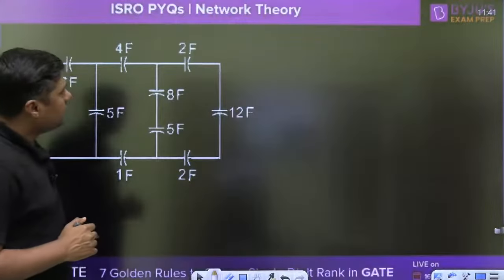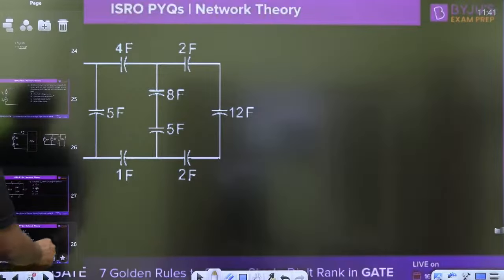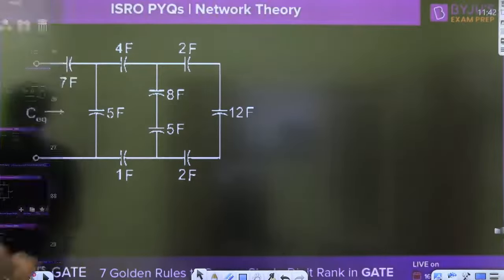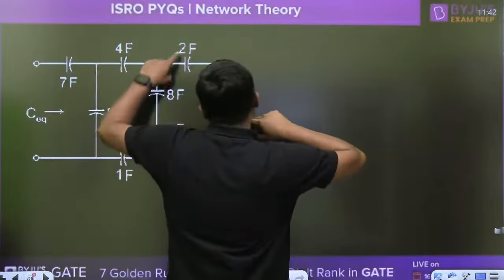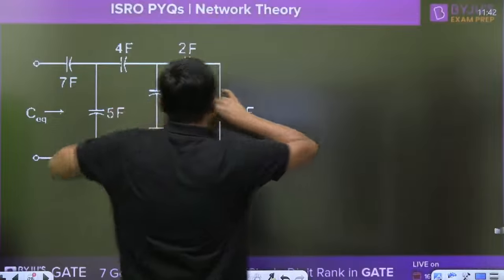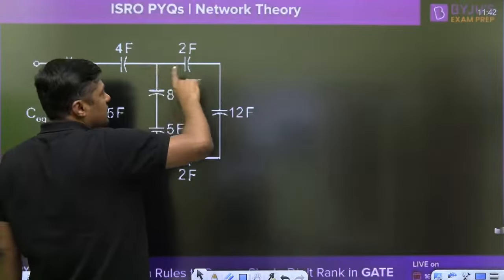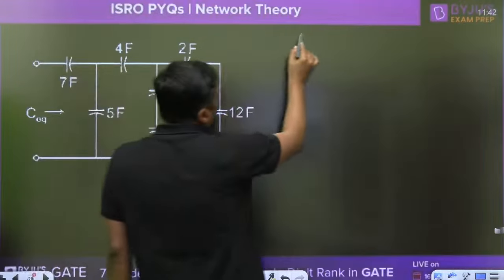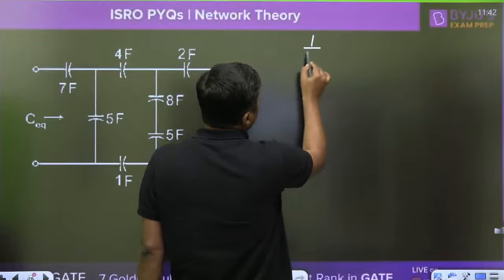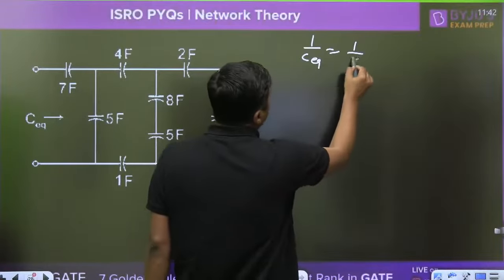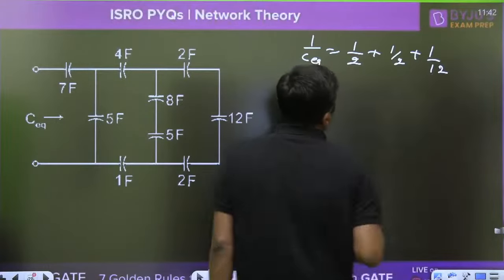But remember one thing. When the capacitors are connected in series, in a hurry we can make a silly mistake. When the capacitors are connected in series, it is not like a resistor. Then you have to write 1 by C equivalent. If there are 3 capacitors, 1 by C equivalent is 1 by 2 plus 1 by 2 plus 1 by 12. That is the value.